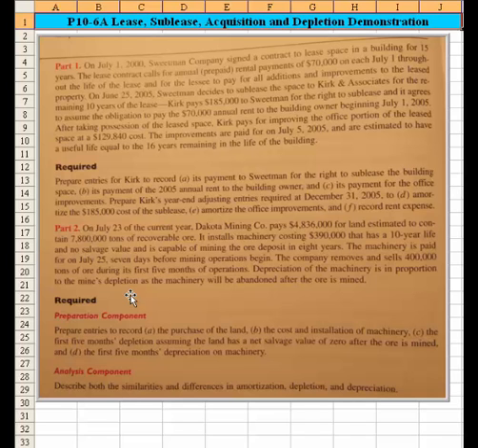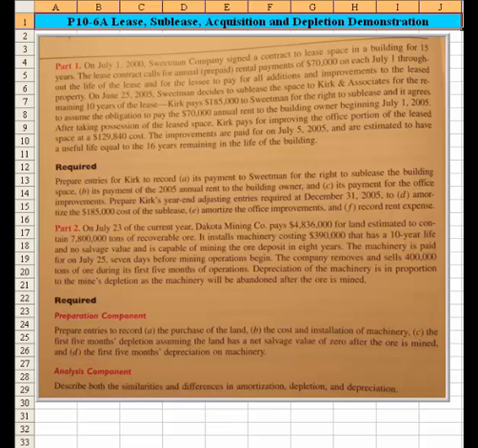The company removes and sells 400,000 tons of ore during its first 5 months of operations. Depreciation of the machinery is in proportion to the mine's depletion, as the machinery will be abandoned after the ore is mined. Okay, and we need to work on the journal entries to record this piece.